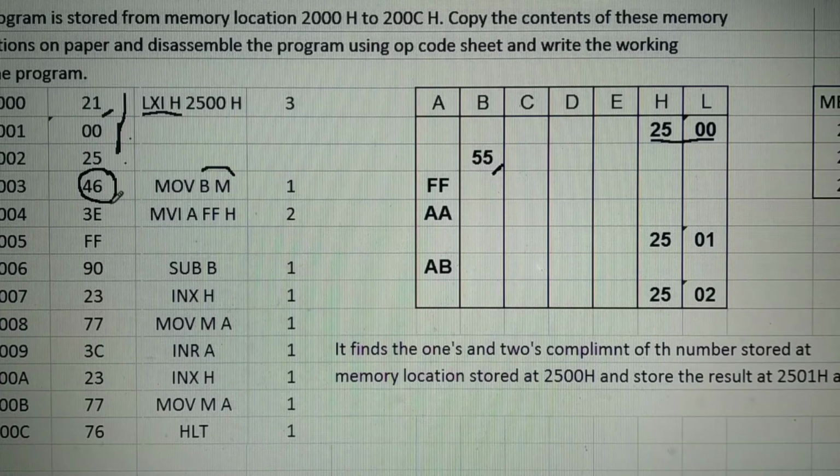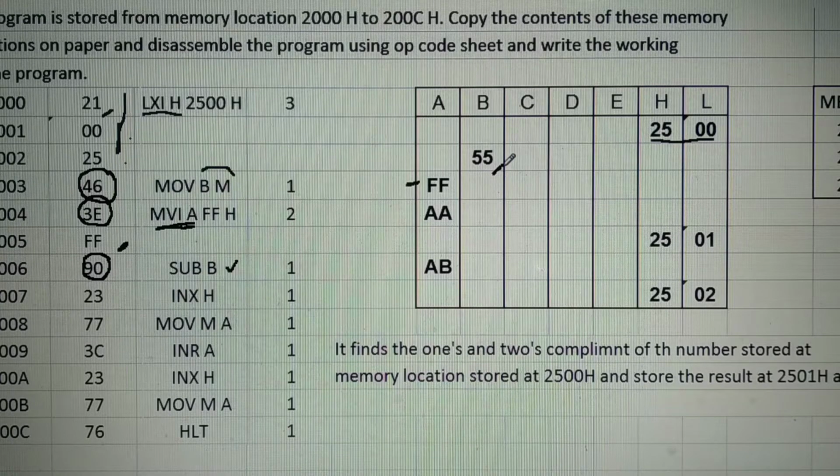The next is 3E. The meaning of 3E is MVI A. This is a 2 byte instruction: the first byte is MVI A and the next byte is data, byte 2 of the instruction. That means in register A you have to fill the number FF, so register A becomes FF. The next instruction will be at 2006. The 90 is given, and the meaning of 90 is SUB B.